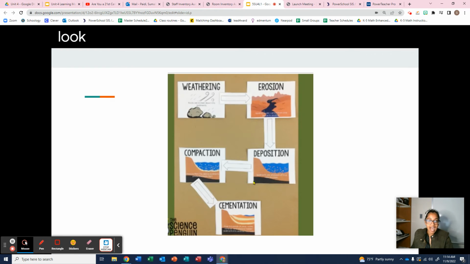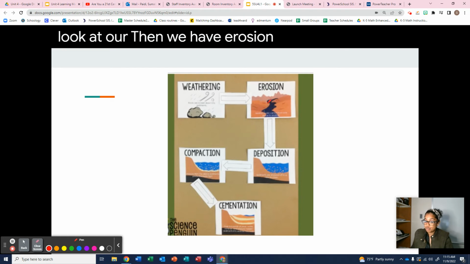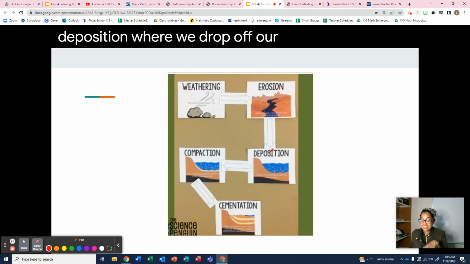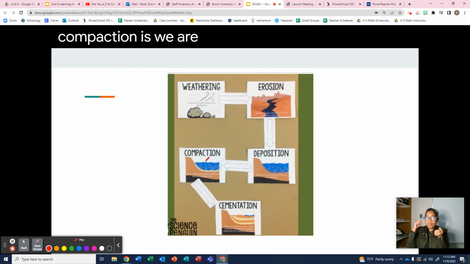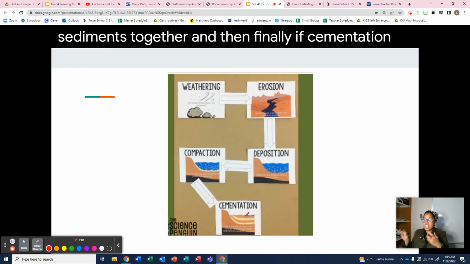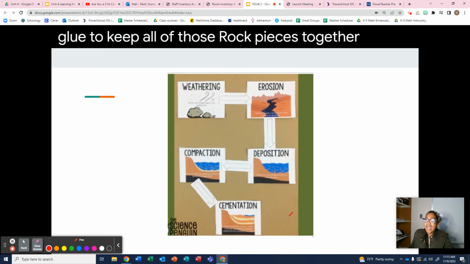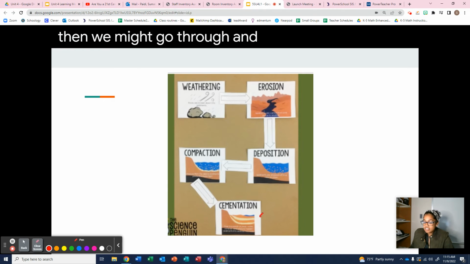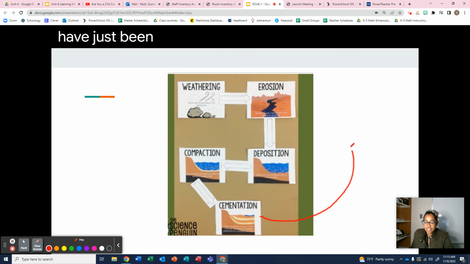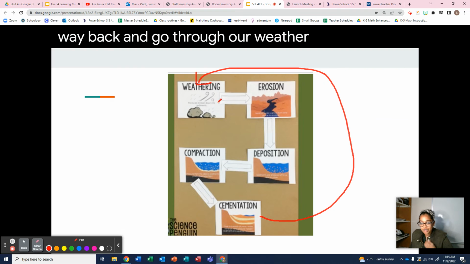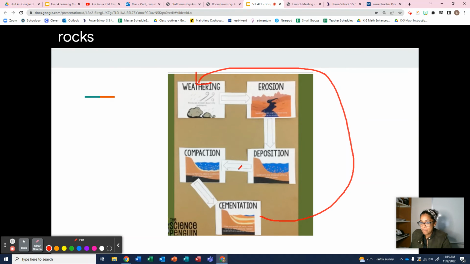So let's go ahead and look at our phases again. First we have weathering. Then we have erosion, which is the movement of our broken rocks. Then we have deposition, where we drop off our rock sediments. Compaction is where we are pushing all of those rock sediments together. And then finally, we have cementation, which is like salt crystals that act as a glue to keep all of those rock pieces together. Then these new rocks may go all the way back and go through weathering again. So maybe wind or air is going to break down those rocks even more.